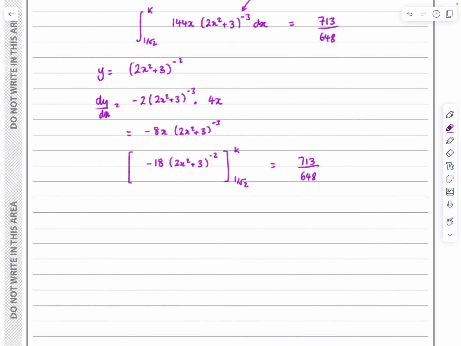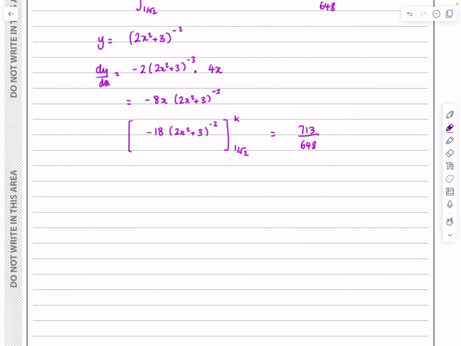This now is just algebra. So I just need to tidy this all up in terms of algebra here, but we're just going to put k in and we're going to put 1 over root 2 in. So if I do that, I'm going to get minus 18. Let's just put that back as (2x squared plus 3). Not to the minus 2, sorry. If we've got that there, it's to the 2 now. Try and keep your handwriting quite neat for this. It'd be easy to make copying errors otherwise. That's equal to 713 over 648.